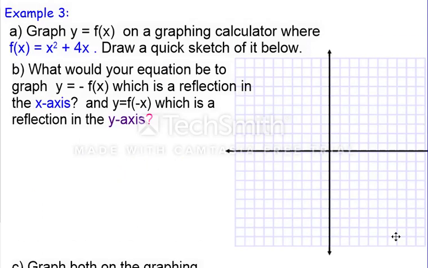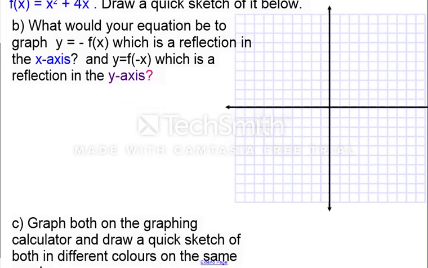Example 3, graph y is equal to f of x on a graphing calculator, or Desmos, where f of x is equal to x squared plus 4x. Draw a quick sketch of it below. What that looks like is this. This is our f of x.